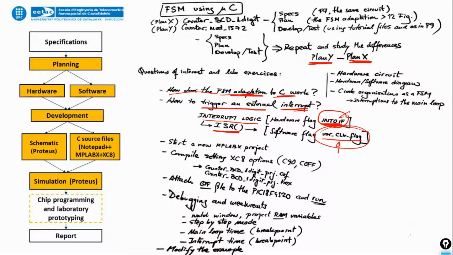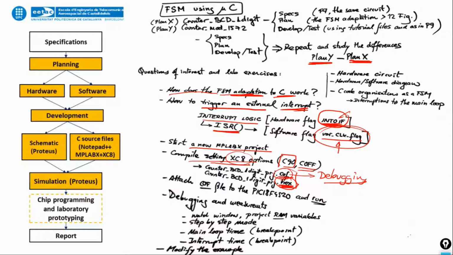And then the usual questions about a tutorial: start a new MPLAB project, compile it, setting the compiler options, for example C90 and COF output files, so that you get the two files, the COF and the HEX. You know that the COF is the one used when debugging, okay? When debugging, you have to use the COF because it's larger and contains information of symbol list and variable names and many things that are not in the HEX. The HEX is the final one that is downloaded into the prototyping board using a programmer.